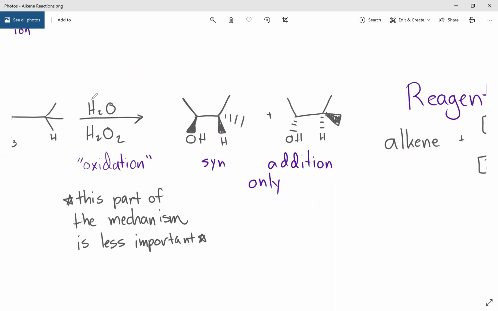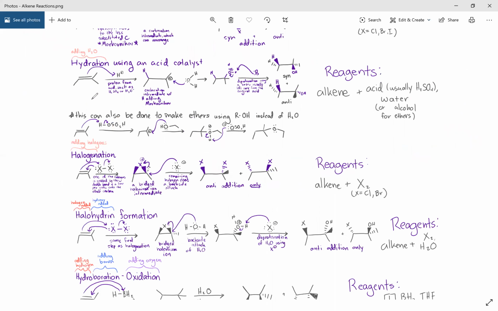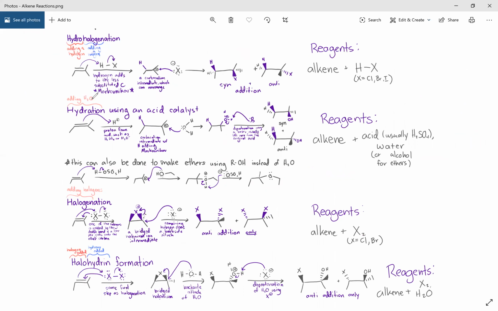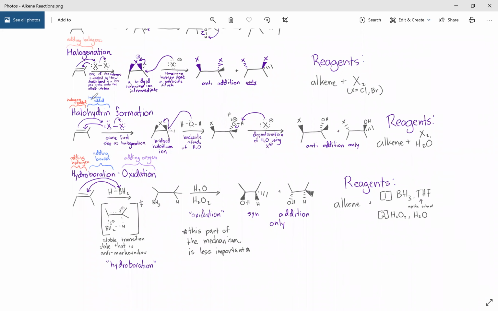The only other thing I want to mention about hydroboration oxidation is that it only does syn addition. This is the only one that only does syn addition. Remember, for the first two, we did syn and anti because we formed a carbocation. We did only anti for halogenation and halohydrin formation because it made a bridged halonium ion intermediate. And hydroboration oxidation is the only one that does syn addition only.